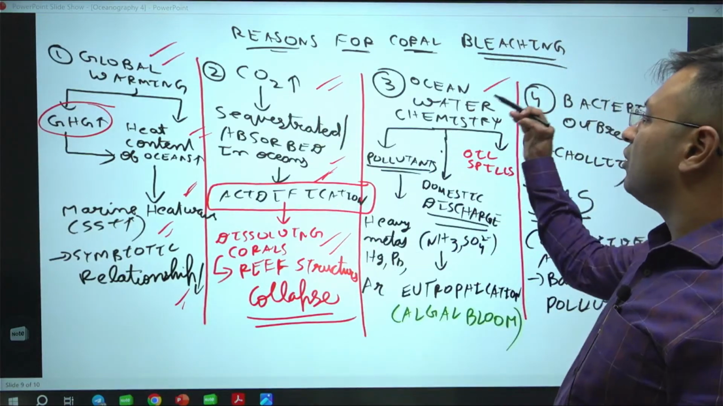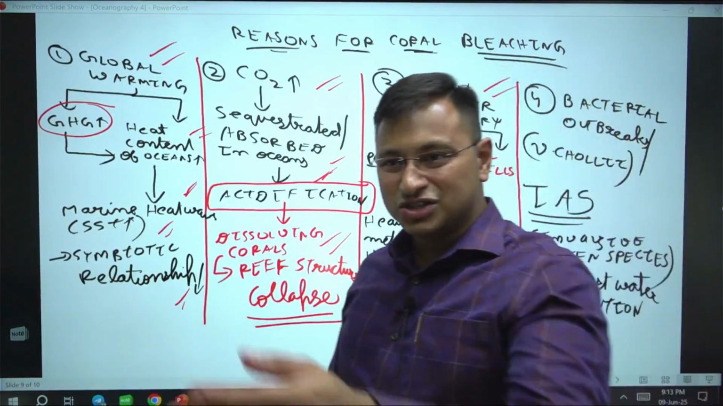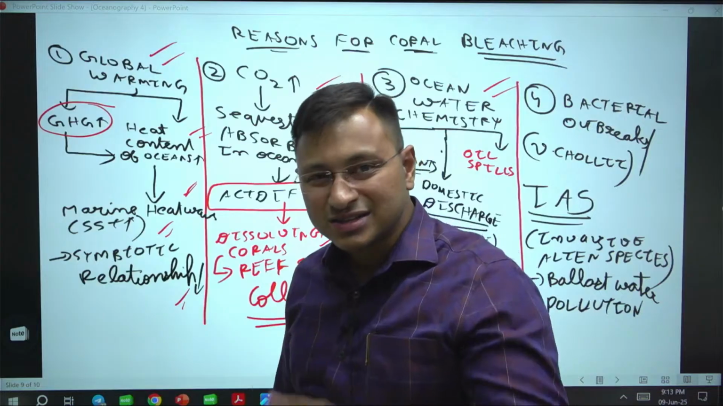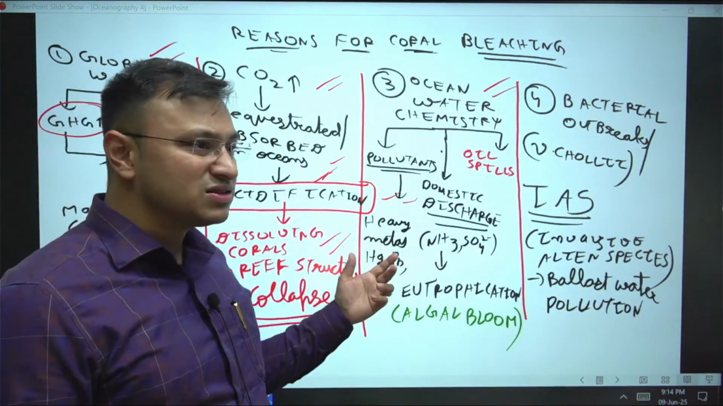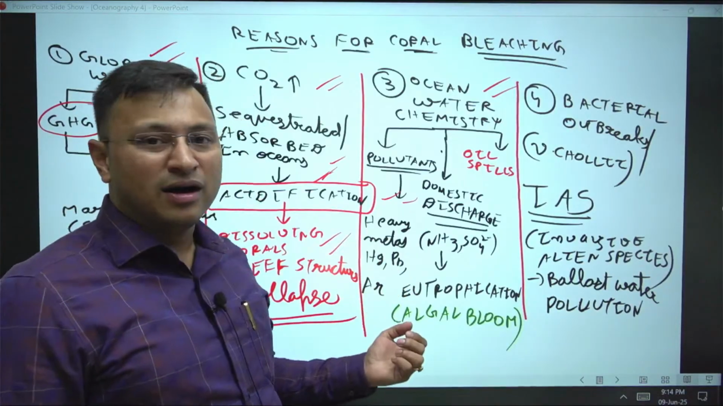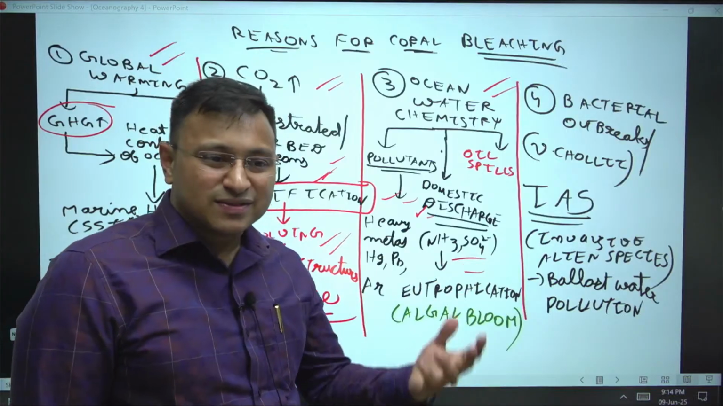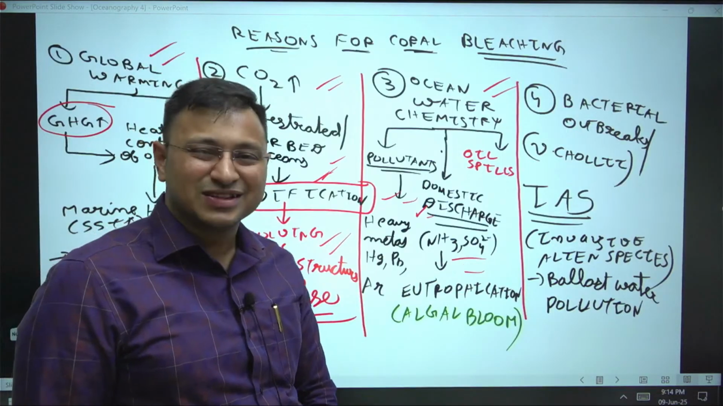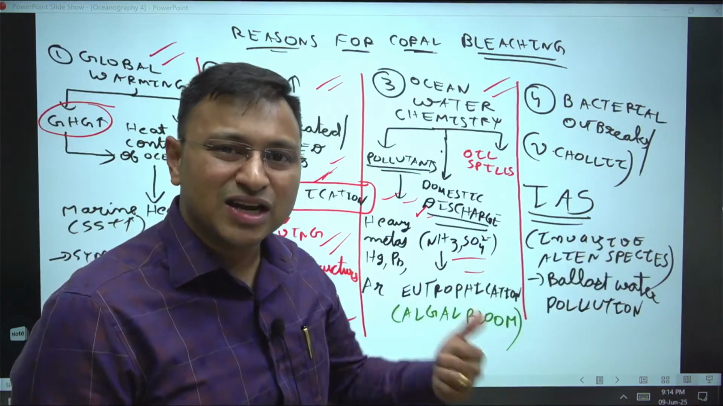So number 3, of course, ocean water chemistry. So now you know on the west coast of Kerala, a ship has sunk carrying very hazardous chemicals. So pollutants, heavy metals, mercury, arsenic, lead. Then you can have domestic discharge, Tide, Surf Excel. Arre, all of this water is entering where? It is entering into the oceans.